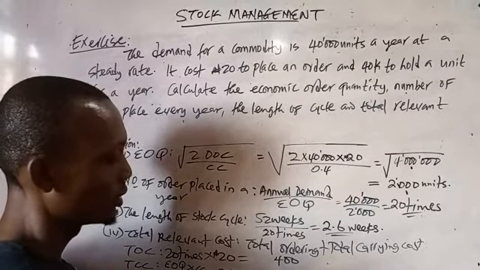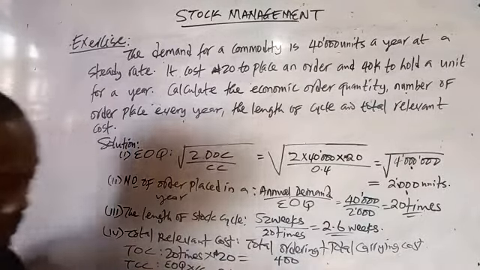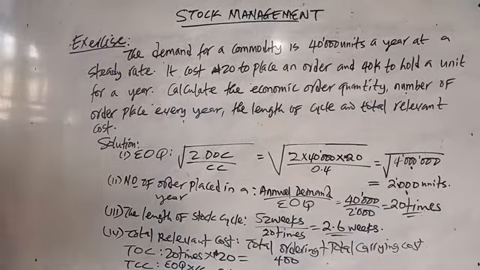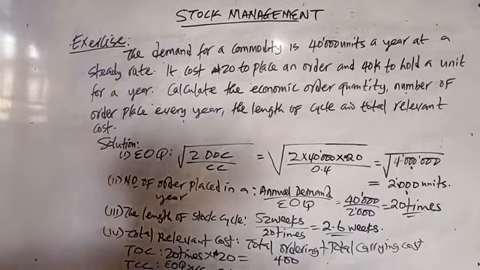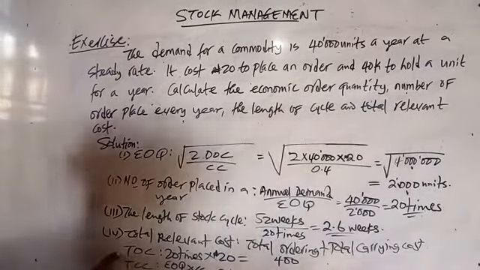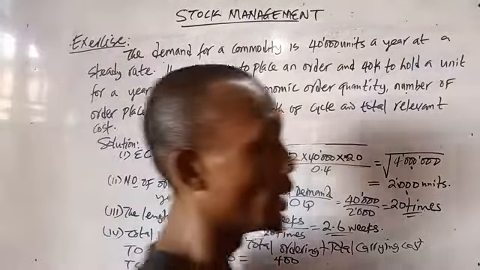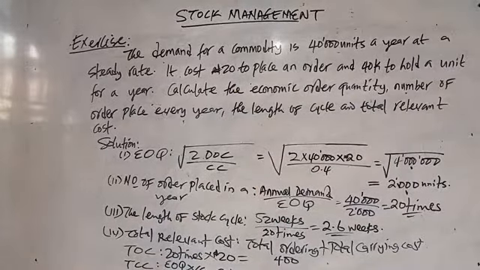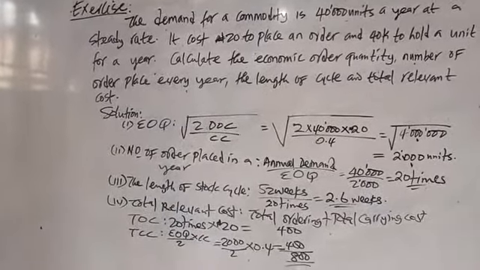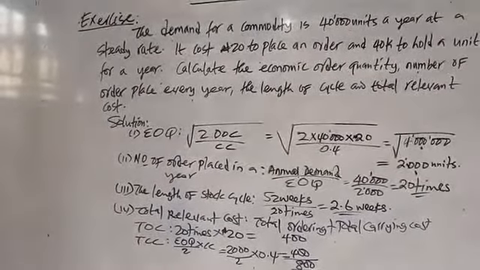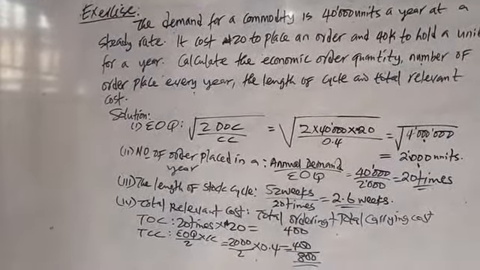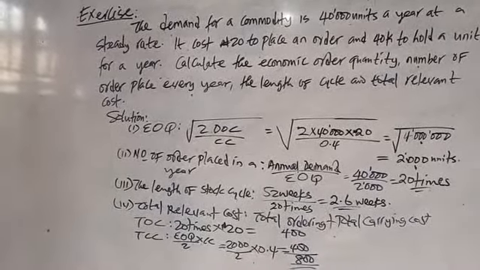So our total relevant cost is 800 naira. That is to say, total ordering cost plus total carrying cost, we are going to have the value 800 naira. And that is also a check for you to know whether there's something wrong somewhere. So you have a check. Most of the time, our ordering cost will always be equal to the carrying cost.